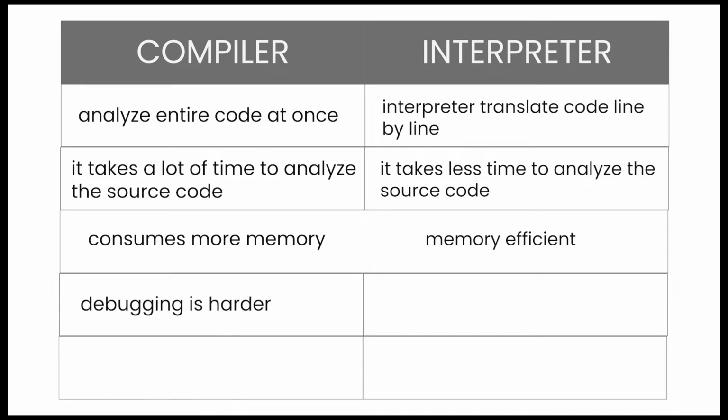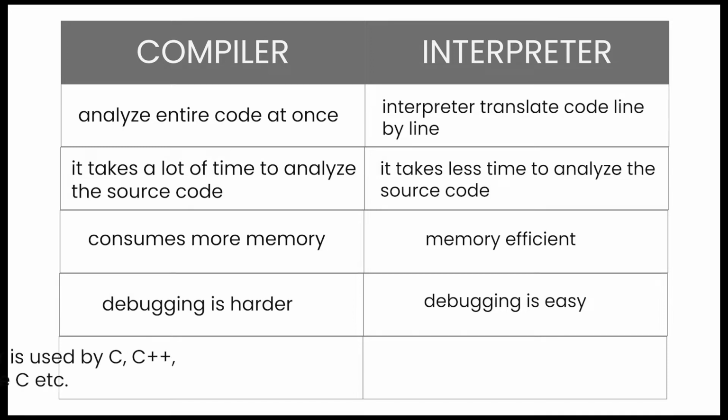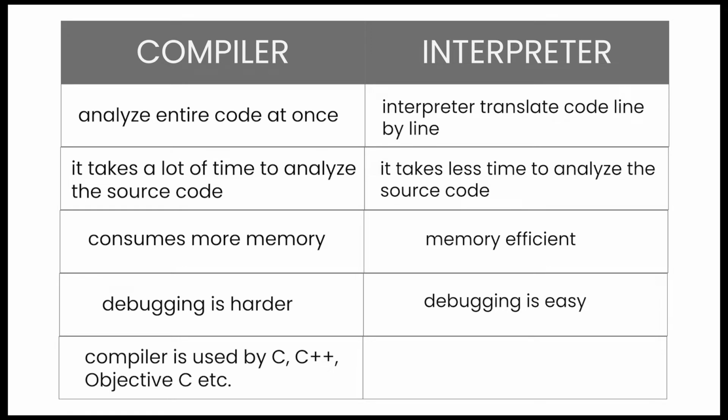A compiler generates the error message only after it analyzes the entire code, hence debugging is relatively harder while working with a compiler. But an interpreter keeps translating the program until it confirms the first error. If any error occurs, it will stop working, hence debugging becomes easier. Compilers are used by programming languages like C, C++, Objective-C, and many others. And interpreters are used by programming languages like Java, PHP, and a lot others.